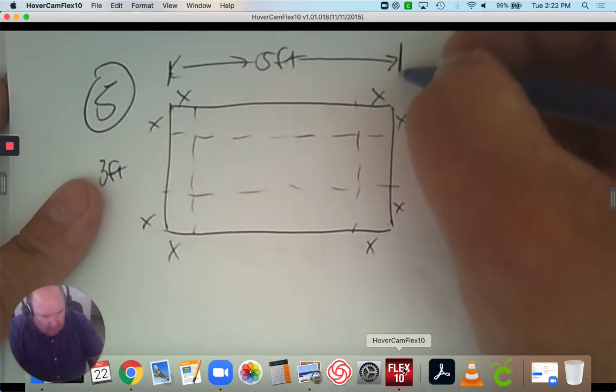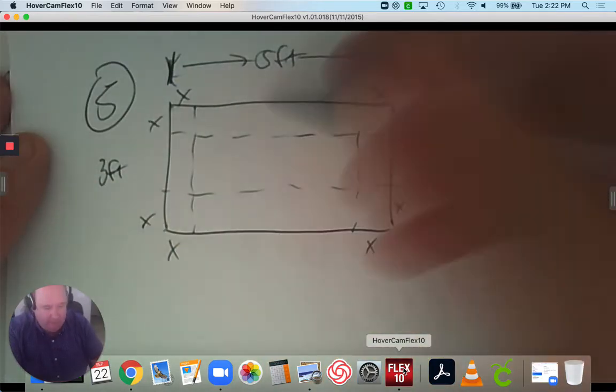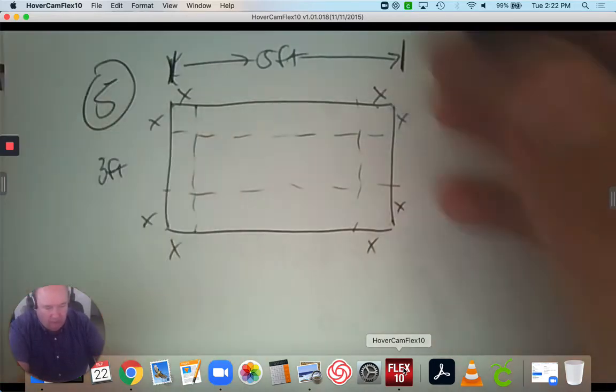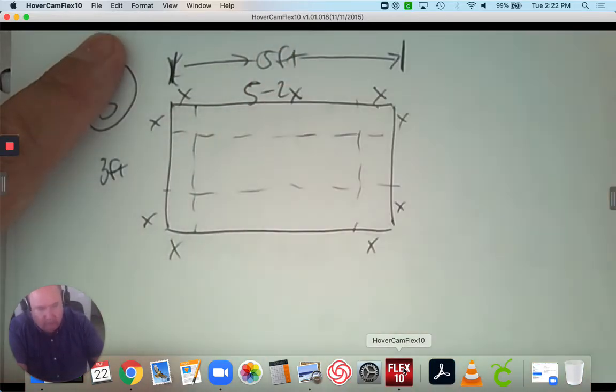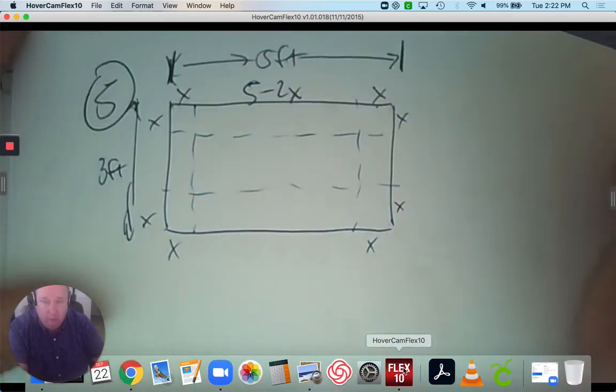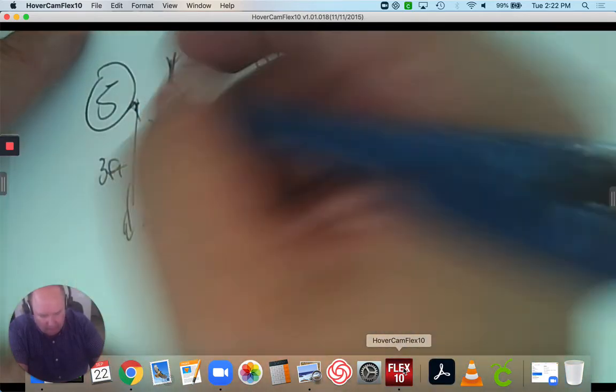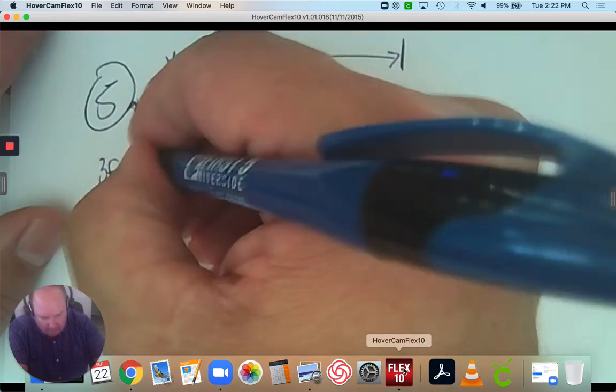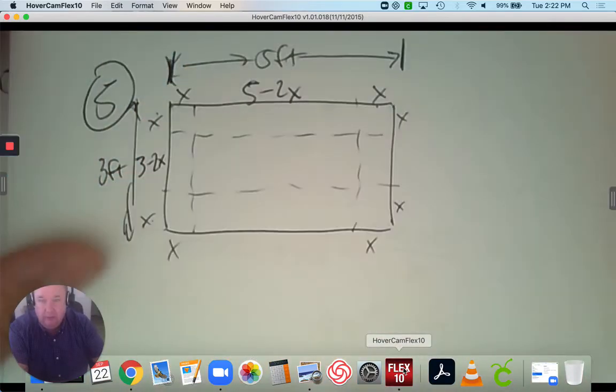So if it's 3 feet by 5 feet, so if this whole thing from here all the way to here, if that whole thing is 5 feet, and you take away 2 x's, this is 5 take away 2x. Just like this here, if that whole thing is 3, and you take away 2 x's when you cut them out, that's 3 minus 2x when you take it away.